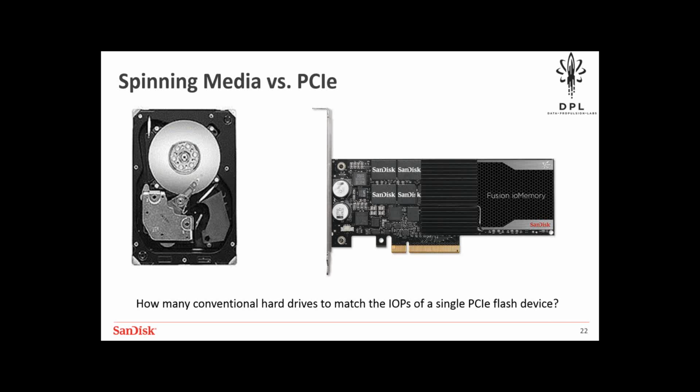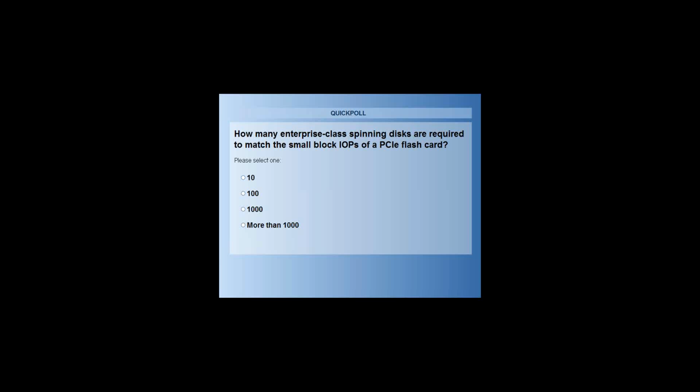We have a picture of spinning media here. Everybody knows and loves this one. And most of you by now have seen a PCIe card, even if you haven't had the pleasure of touching and working with them. There's the picture of one. So here's the quiz, and there it is at the bottom. Warwick, I would like to get some answers, and for 10 or 15 seconds, I would love to see the range of responses. How many conventional 15K enterprise class hard drives to match the IOPS of a single PCIe flash device?